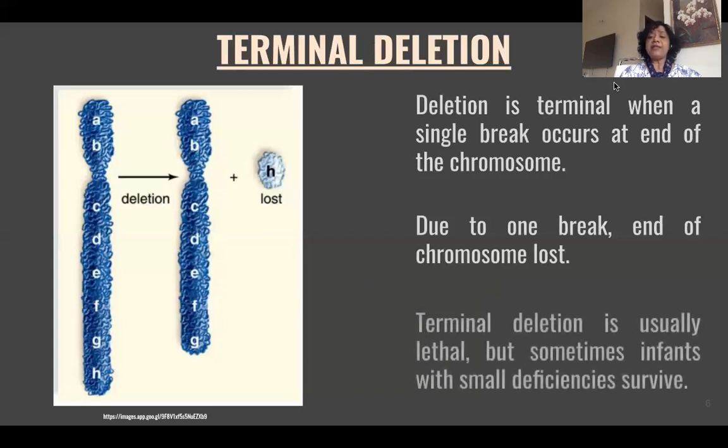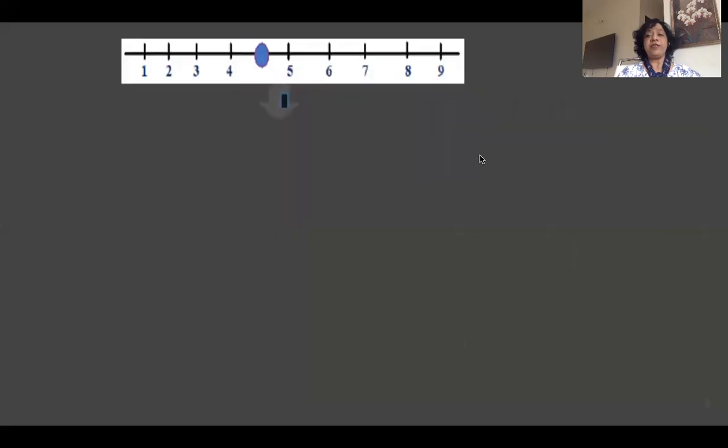Terminal deletion is usually lethal. It depends: if the segment size is big, then a large number of genes are lost, and that can cause death of an organism. If the deletion is small and it involves only a few genes, then in that case we can say that the organism can survive. Sometimes they survive in spite of having a deficiency.